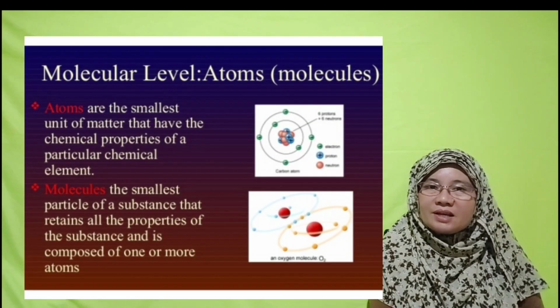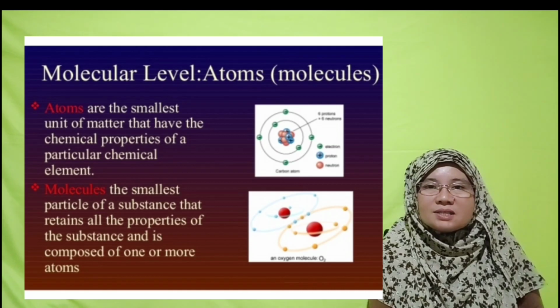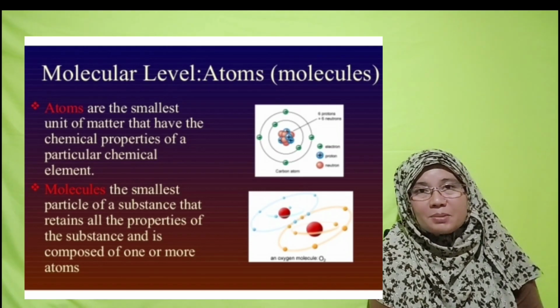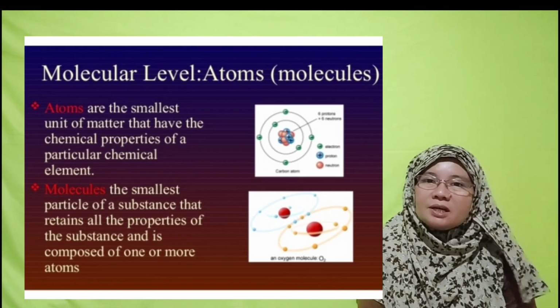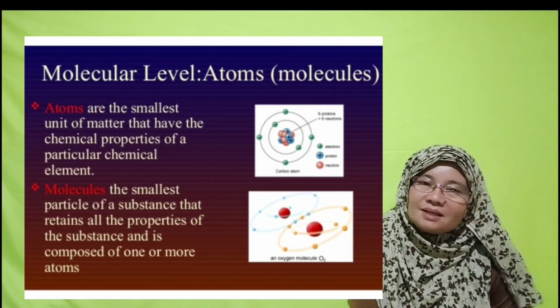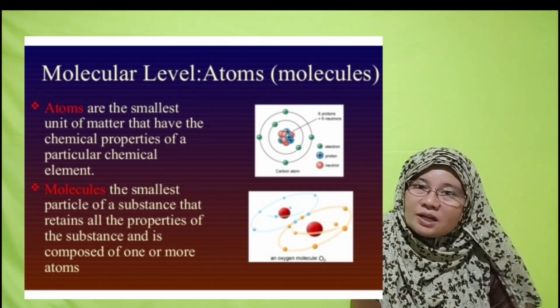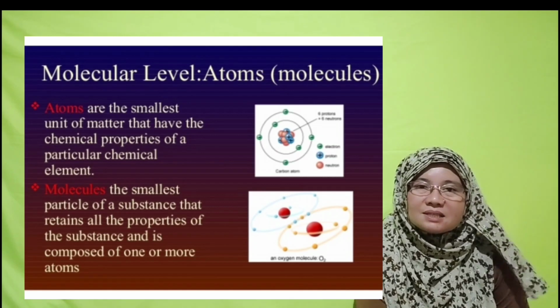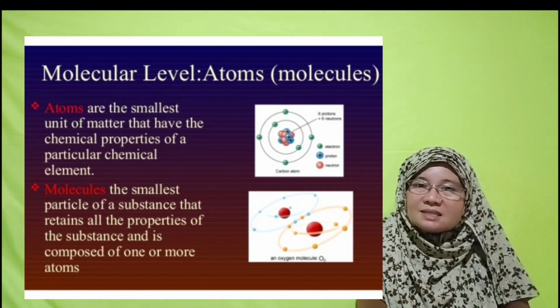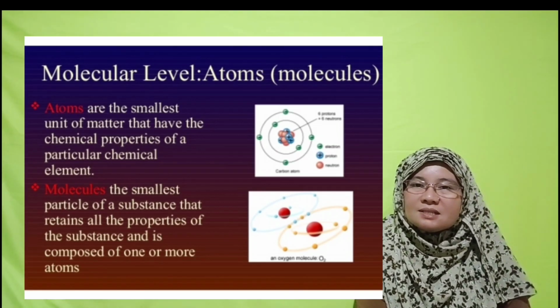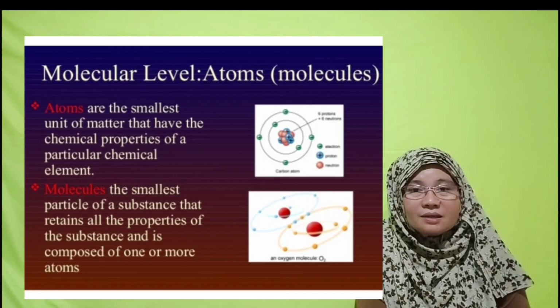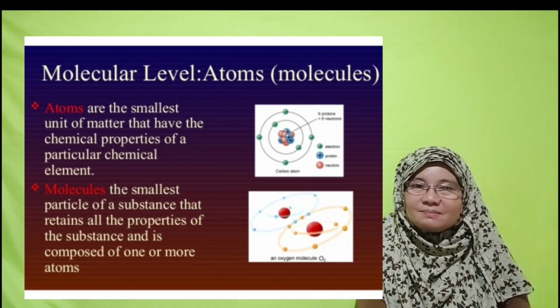At the molecular level, atoms are the smallest unit of matter that have the chemical properties of a particular chemical element. And a molecule is the smallest particle of a substance that retains all the properties of the substance, and it is composed of one or more atoms.